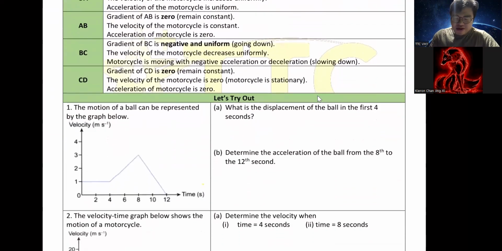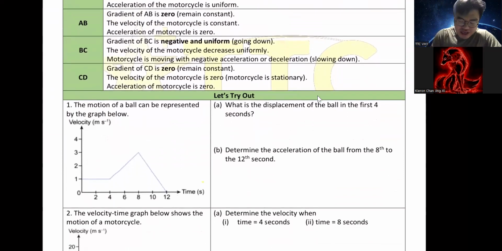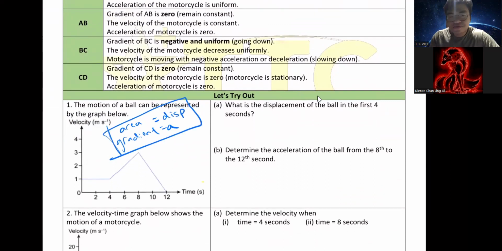Okay, so right, let's look at number one. You see we see the motion of a ball, blah blah blah. How velocity, how laju. So you write down gradient is the acceleration. Or if you say kecerunan is the pecutan, in BM. And of course, you have area here. Luas is the displacement. Sasaran. Whenever you see this, you write the formula down, then your life will be easier.